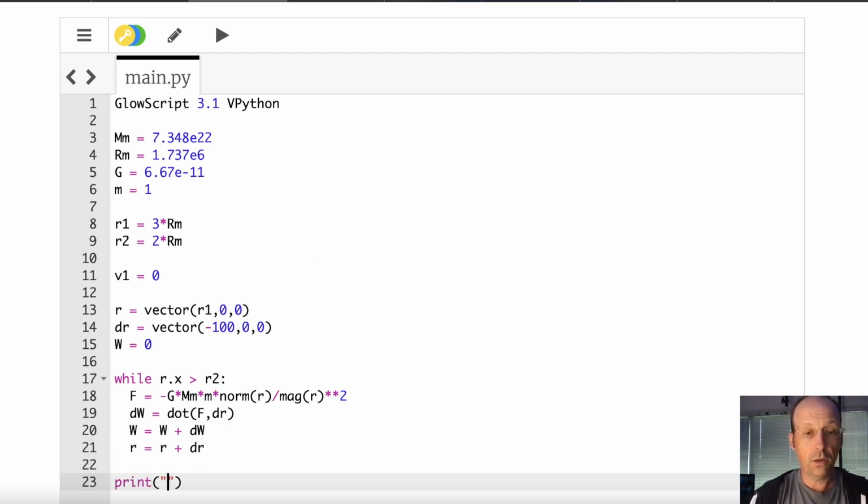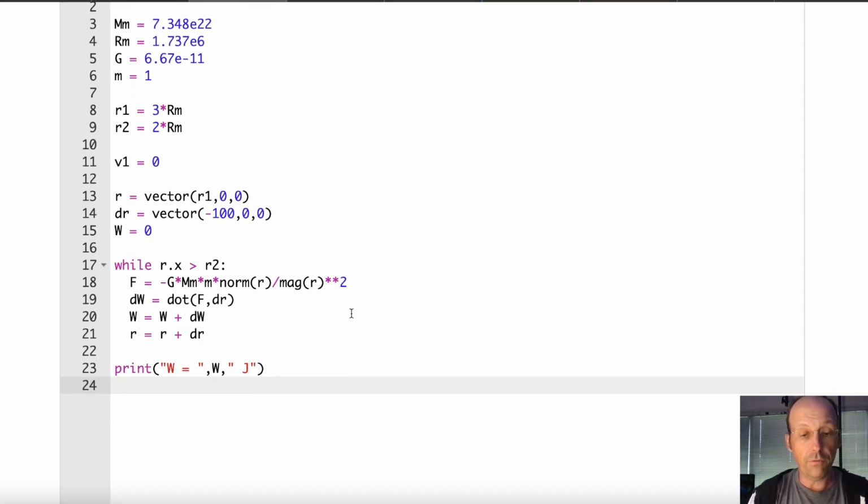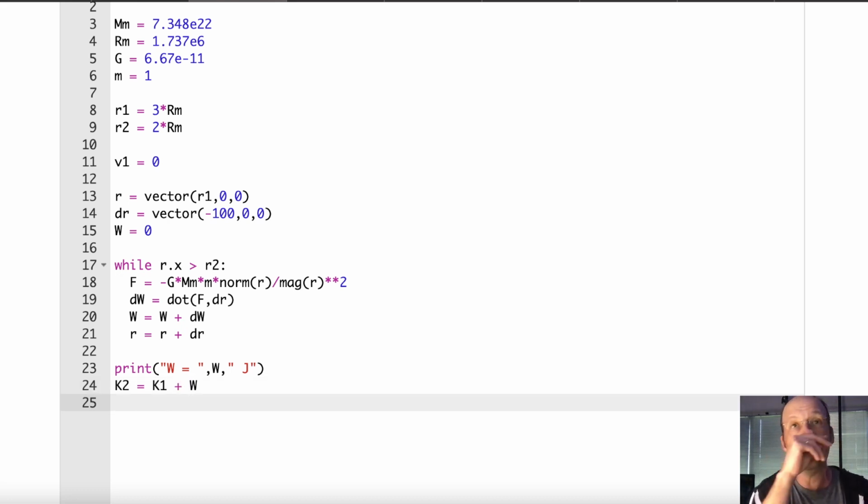Print work equals work joules. And let's go ahead and calculate the final speed. So V2, let's do this. K2, the kinetic energy at 2, is going to be K1, the kinetic energy at 1, plus work. And then I can use that K. I'm just writing it out because it's easier to see. I can use that K to find the velocity. So V2 is going to be the square root of 2 times K2 divided by m.